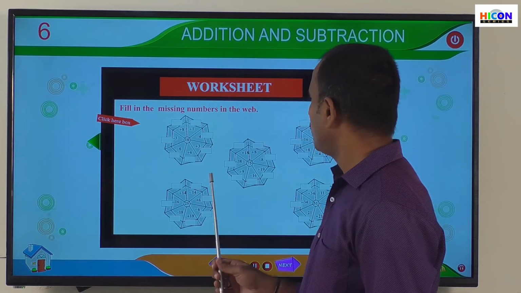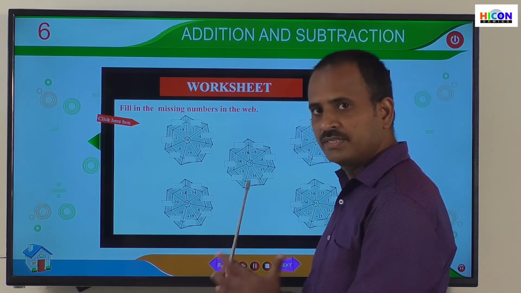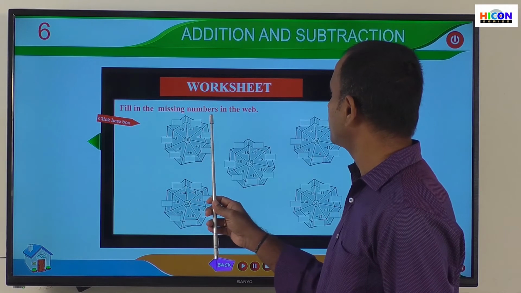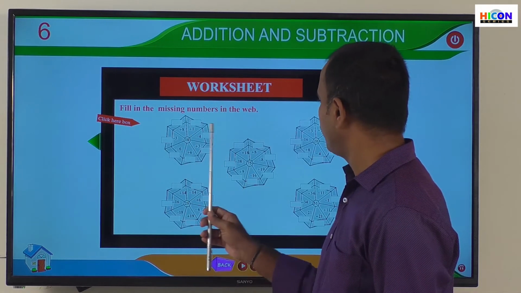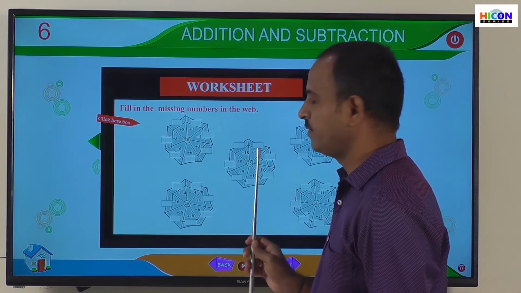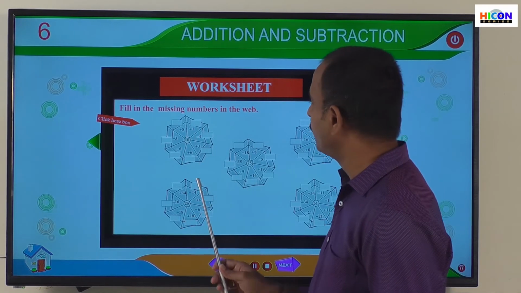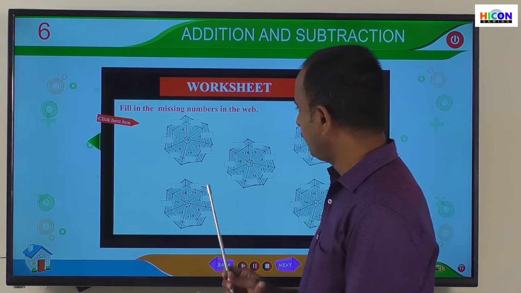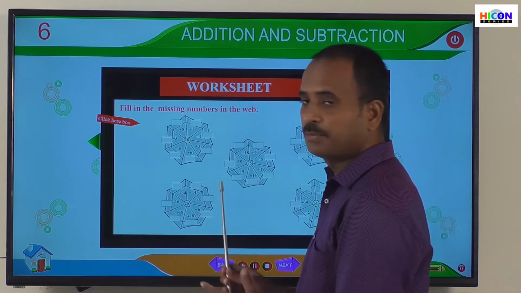Here you are observing some puzzles. Fill in the missing numbers in the web. These are the webs, and there are some gaps given in each web. Now we have to fill these gaps in the web. Let us see the first web, that is the first puzzle.